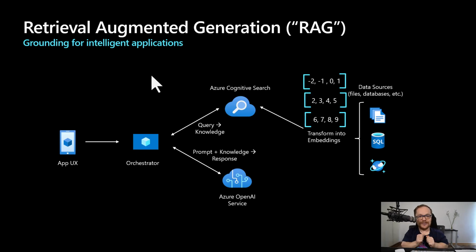And how we did this is we used the retrieval augmented generation pattern. It's an old pattern, actually. It's 5 to 6 years old already. And what this does is it grounds intelligent applications on existing data. So you've got your app user experience and user interface. Then you've got your orchestrator. In our case, I'm going to focus on Semantic Kernel.